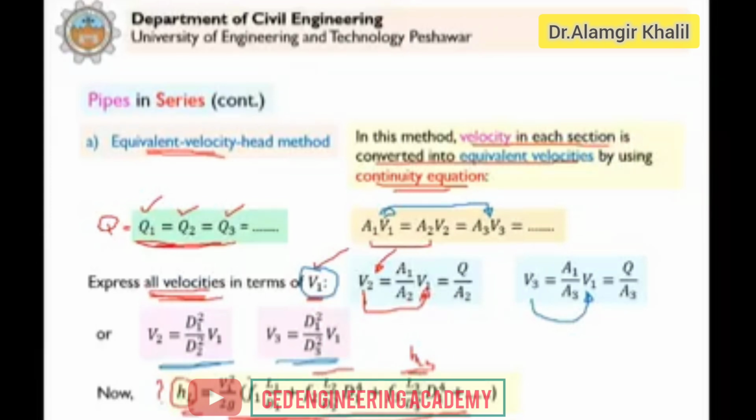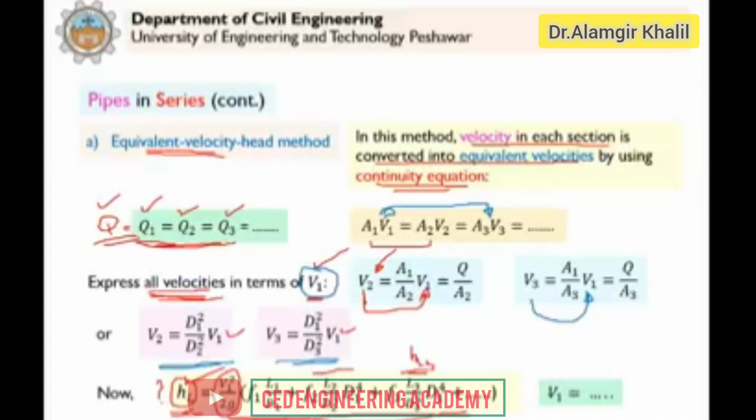So now V1 square by 2g, because we expressed V2 that we wrote here and V3 that we wrote here in terms of V1, you can see here. That's why this V1 square by 2g can be written outside the bracket. And now in this case, it is easy to calculate this HL. Clear? V1 you can calculate because Q is given. This is known to us. We need to only calculate this HL.